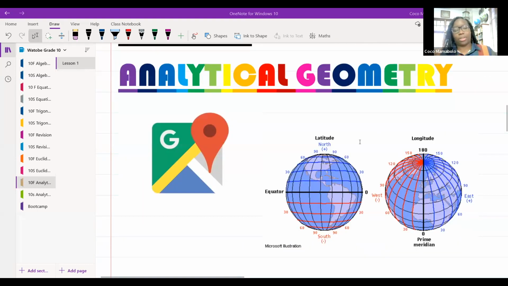Analytical geometry, because I'm seeing that many of you have not done this yet. And Lerato, you came right on time because we haven't started just yet.